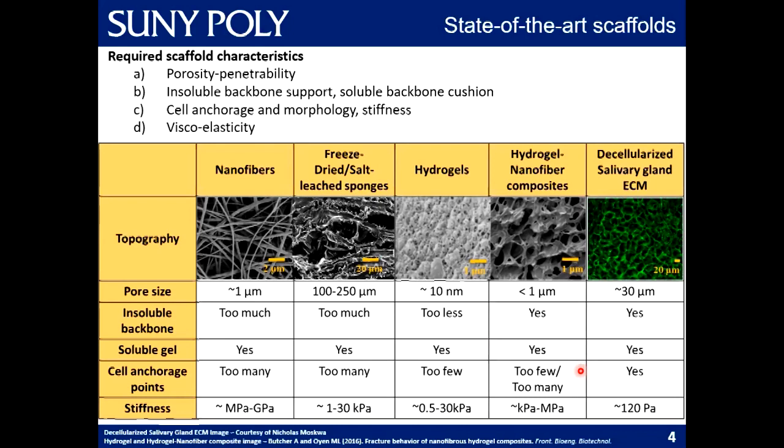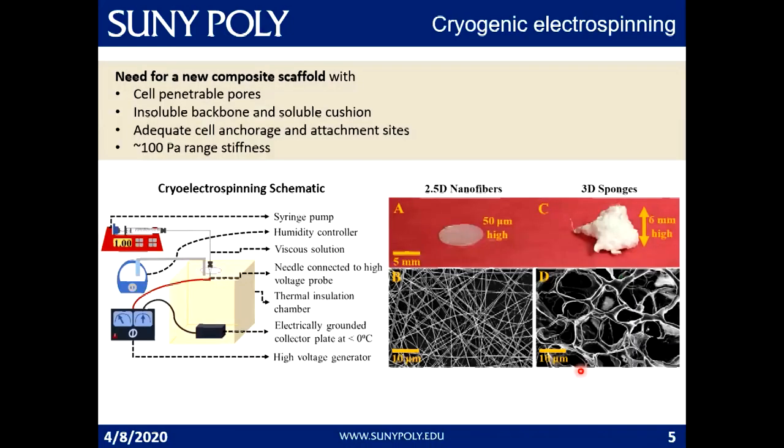So when you look at the current state-of-the-art scaffolds available, all of them don't tick all of the boxes at the same time. So we set about fabricating a scaffold that would have all of these properties, and we use this emerging technique called cryogenic electrospinning. With cryogenic electrospinning, you can make a nanofibrous mesh in 3D, but we modified the technique to fabricate a mesh which had this honeycomb topography as shown here.